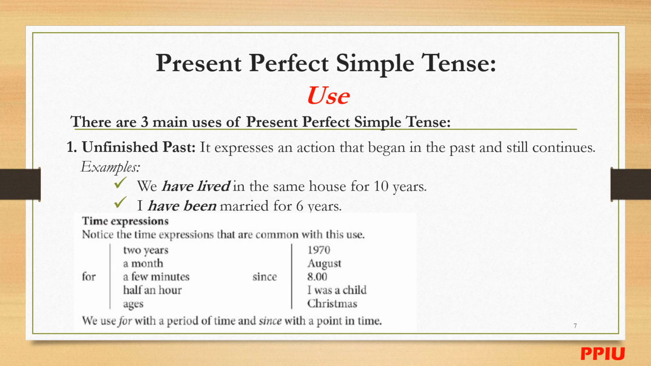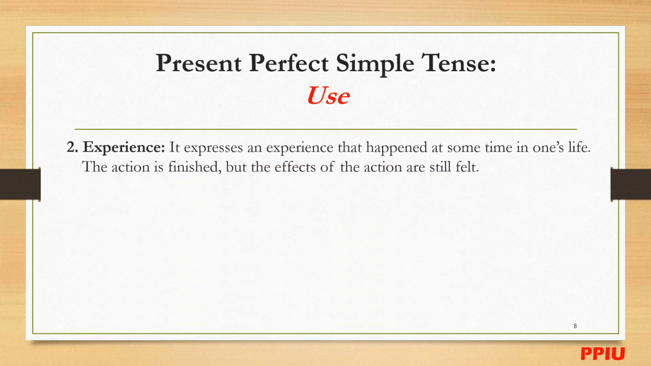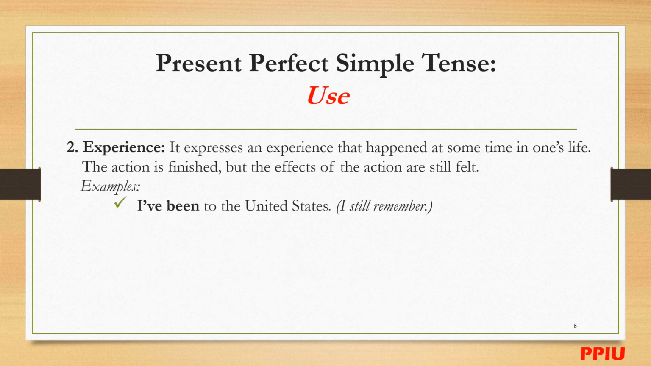Okay, so can I move to the second usage of the present perfect simple tense? It just talks about experience. It expresses an experience that happened at some time in one's life. The action is finished, but the effects of the action are still felt. So the action finished, but it still remains. For example, I've been to the United States. I still remember my experience there.